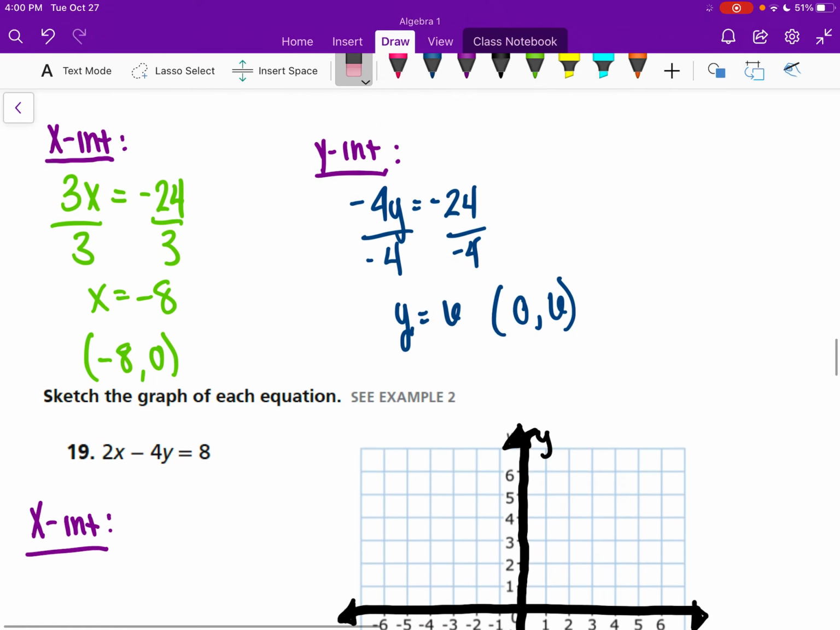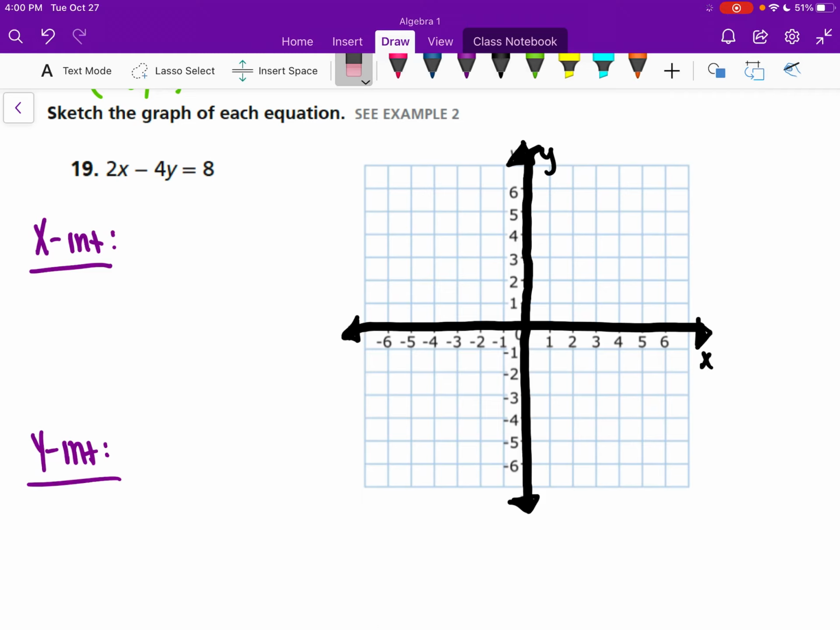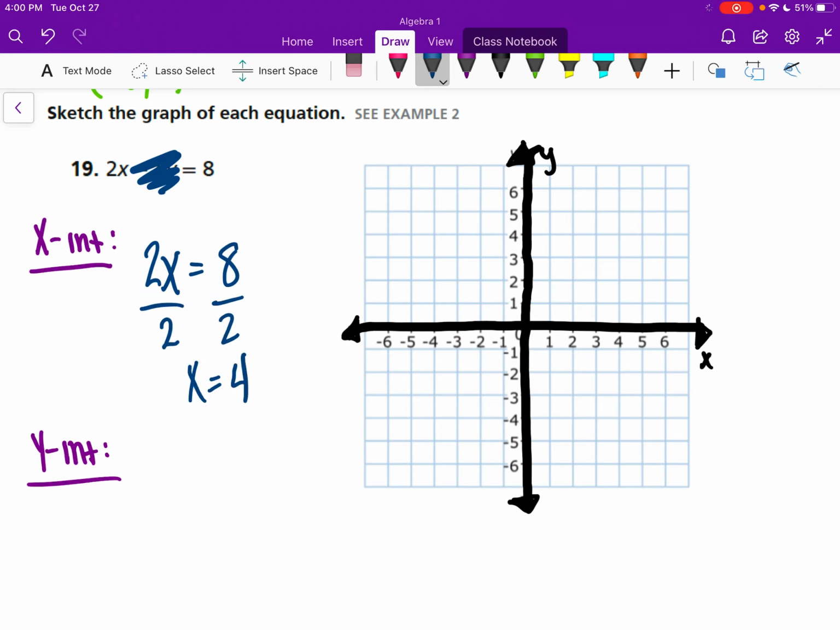Now, if the problem asks you to sketch a graph of the equation, you're going to do the same thing and now just plot those points and connect the dots. So once again, to find the x-intercept, we pretend the y doesn't exist. So that would be 2x equals 8. We divide by 2, and x would equal 4. So on the x-axis, I put a big old point at 4.